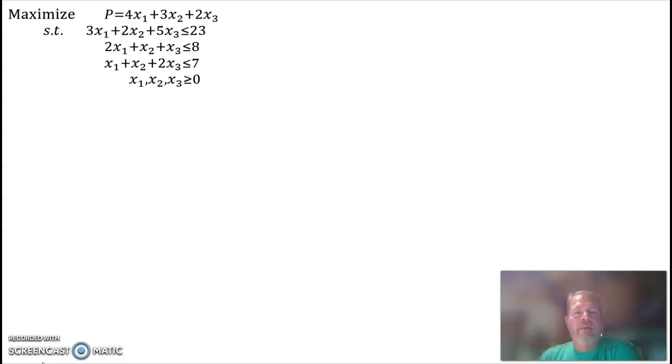First step is to take the optimization function, this P equals 4x sub 1 plus 3x sub 2 plus 2x sub 3. Take your three terms on the right and move them all to the left. So this will become negative 4x sub 1 minus 3x sub 2 minus 2x sub 3. The P is already on the left, so it's a positive P. And now the right-hand side has nothing, so it's equal to 0.